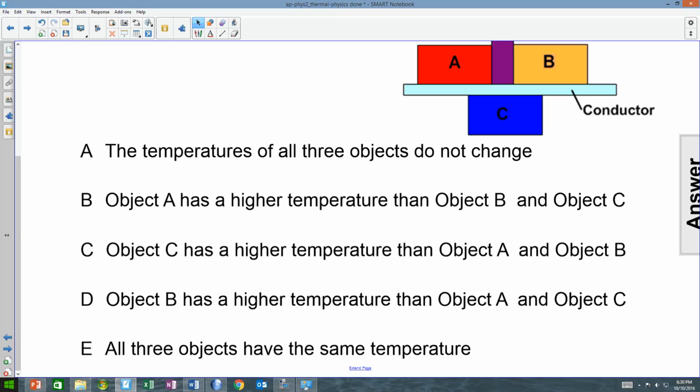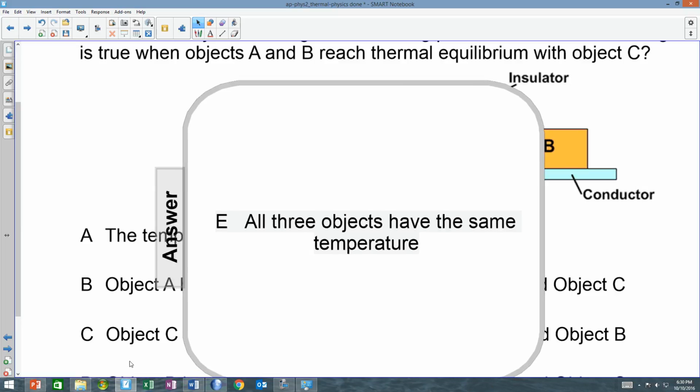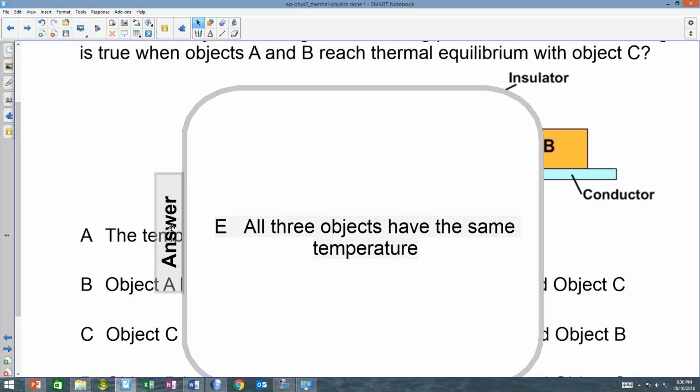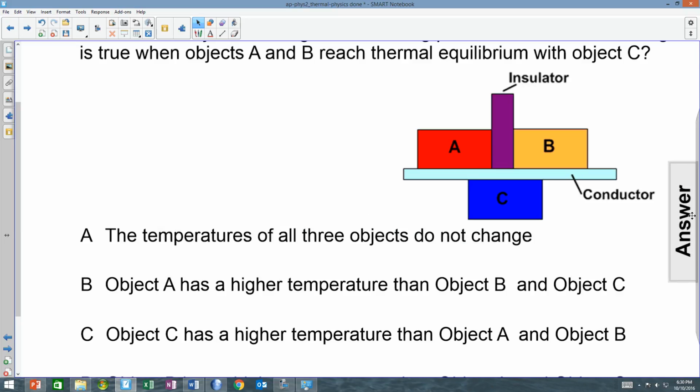Okay, let's check the answer. The correct answer is E, all three objects will have the same temperature. Even though there's a thermal barrier, an insulator between A and B, A is in thermal equilibrium with C, B is in thermal equilibrium with C, and therefore A and B must also be in thermal equilibrium with each other.